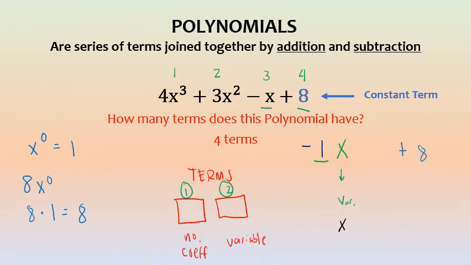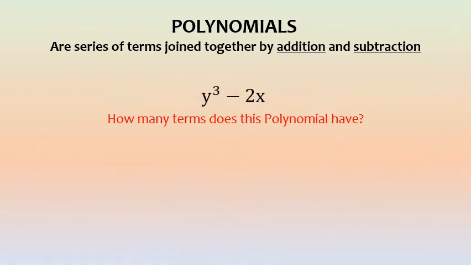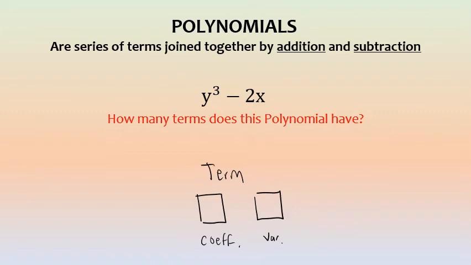Okay. Now, what about this one? Y cubed minus 2x. How many terms does this polynomial have? So again, our definition of terms. A term should have a coefficient and a variable. Yeah. So how many terms does this polynomial have? So yes, alam niyo na siguro by now, this has 2 terms.